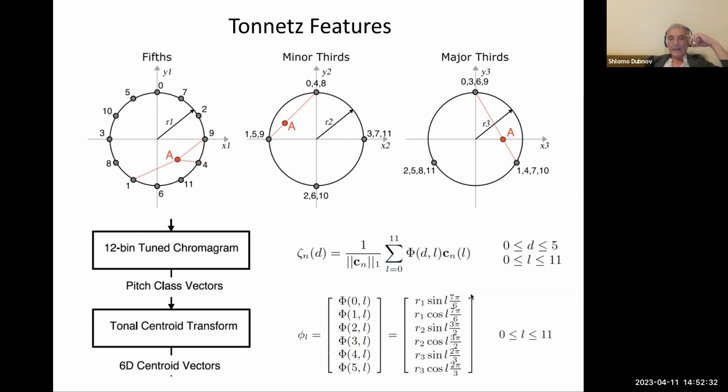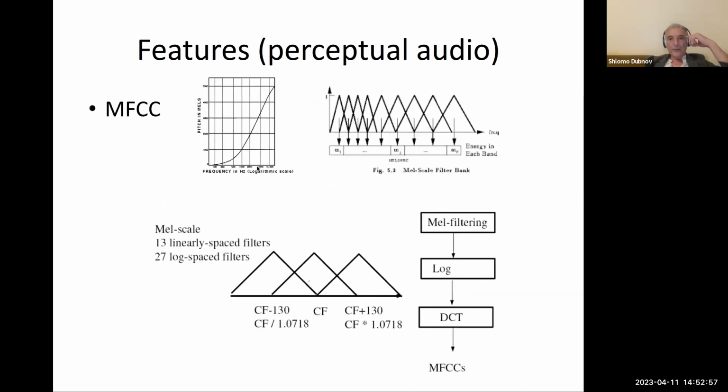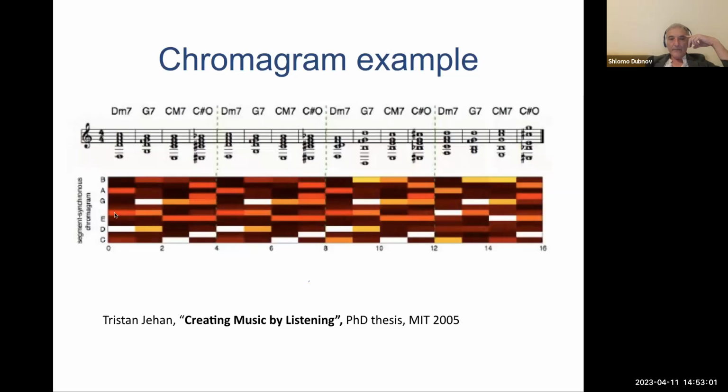Now, the interesting claim is that distances in terms of these six-dimensional vectors represent distances between chords. That's a very strong claim. It's surprising because before we said that the chroma themselves captured what notes exist in a chord. But now we want maybe a measure that tells you how far a chord D is from chord G, or how far away the chord G is from chord C.